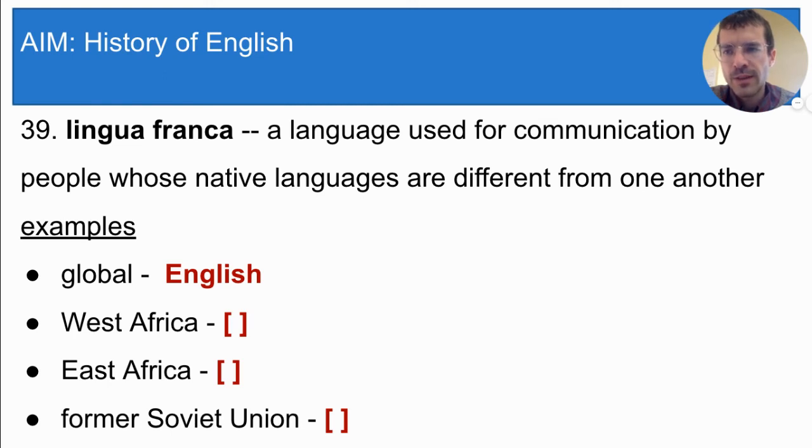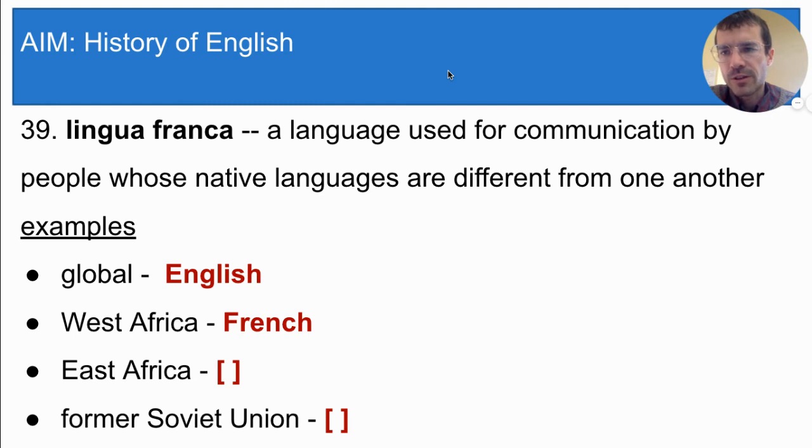So this means that in addition to being a native language in many, many countries, English is also a preferred language of communication between people who do not speak the same language. In class, you'll learn about some reasons why English has attained this special status. Now let's look at some lingua francas in a few other regions.